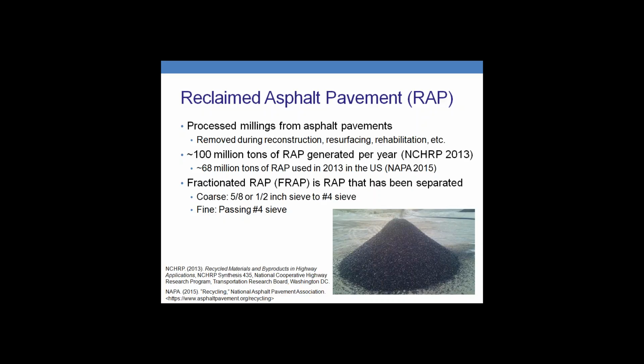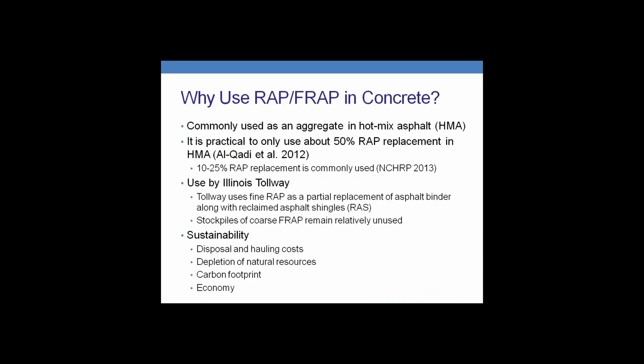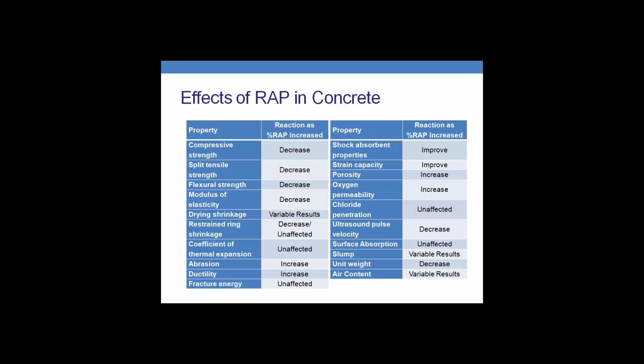Now, I'm going to distinguish between RAP and fractionated RAP. Fractionated RAP is what I was using throughout my research, particularly coarse RAP, which is material from 5/8 inch to the number 4 sieve. That's primarily because the Tollway was using all of the fine RAP in their new HMA mixes, and so they had stockpiles and stockpiles of coarse RAP. They wanted to figure out what to do with coarse RAP and started talking about concrete, which is where my master's thesis came from. Now for this work, we're figuring out more properties and why things decrease.